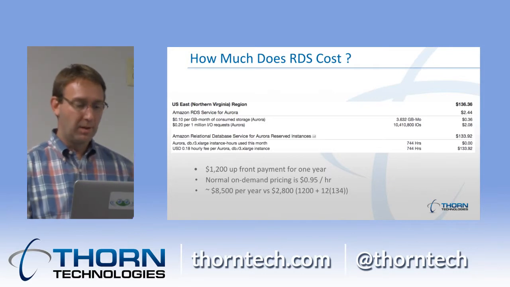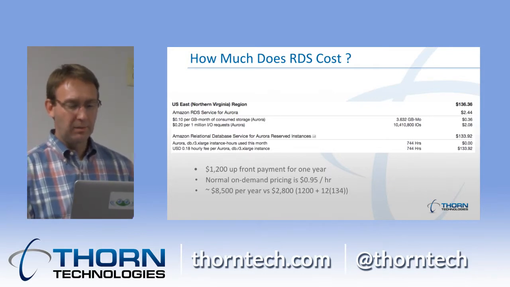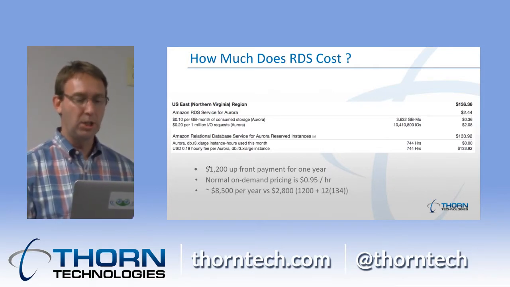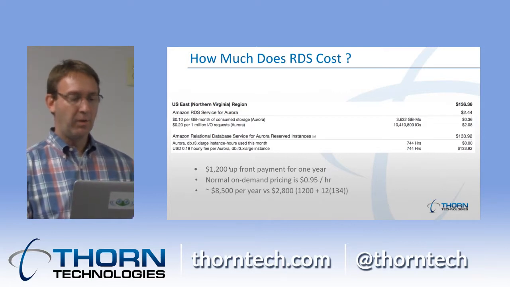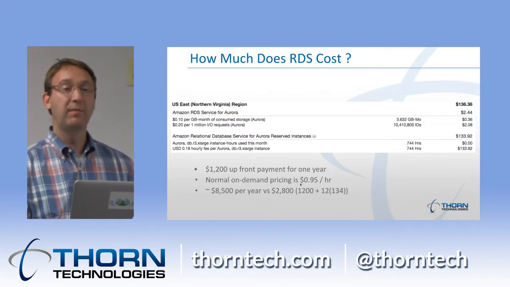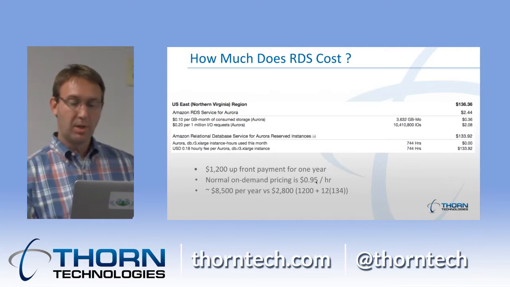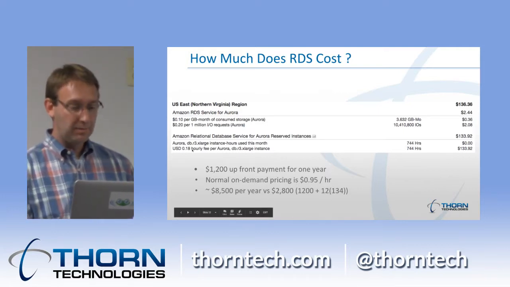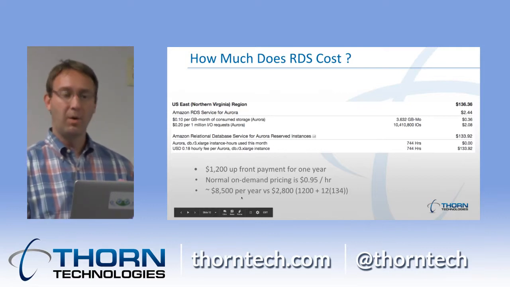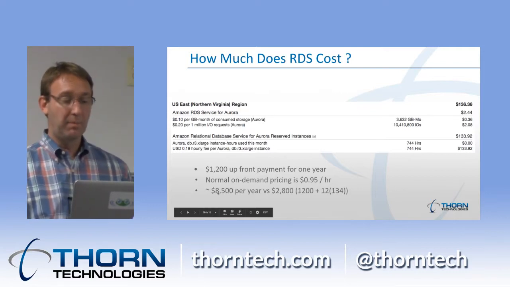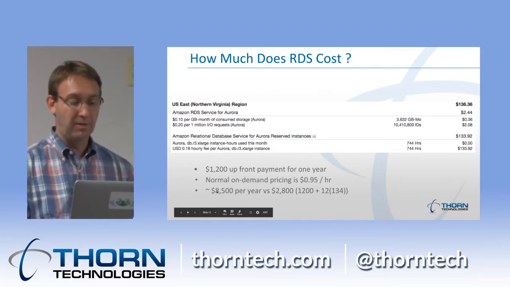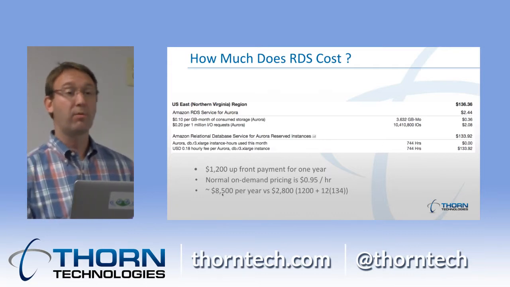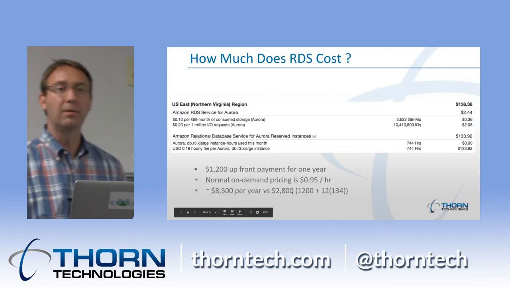Now, in this case, we ended up paying $1,200 up front for the entire year. The normal on-demand pricing is 95 cents an hour. It brought it down to 18 cents an hour. So you can see down here, if you do the math, on demand for the entire year would be just over $8,000. We've brought it down to under $3,000. So it is a huge discount in pricing.